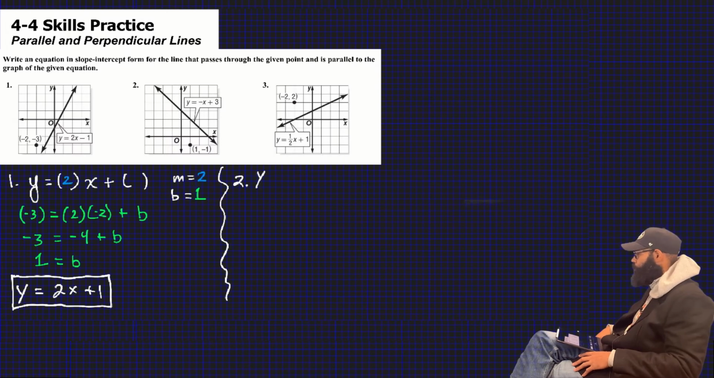So there we go. Number 2, nothing changes. y is going to equal, again, whatever m is. And again, they're giving me m because they're giving it to me in the other line. So, what are we going to do here?